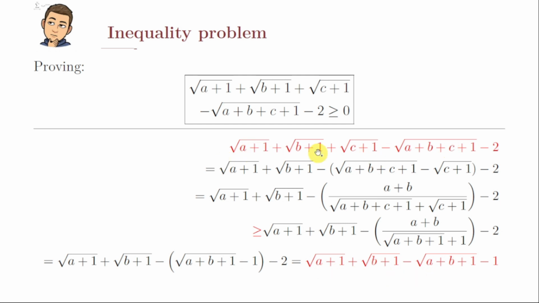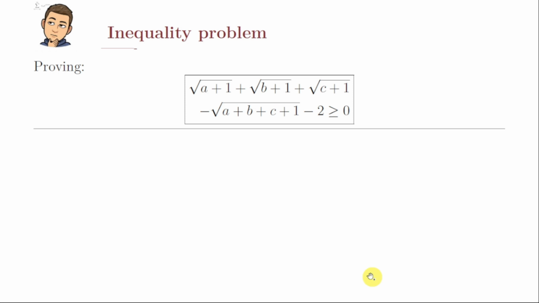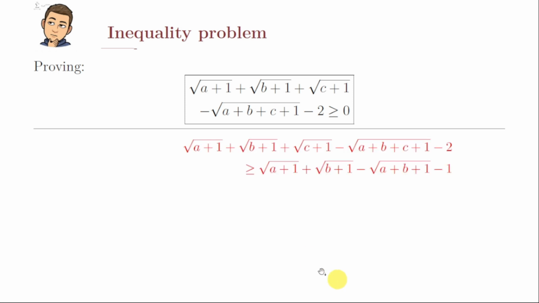So we have all of this: the square root of a plus 1, the square root of b plus 1, the square root of c plus 1 minus the square root of a plus b plus c plus 1 minus 2 is bigger than or equal to all of this, involving a and b only. Okay, so we have this inequality, our result here. And now I will do the same thing again.